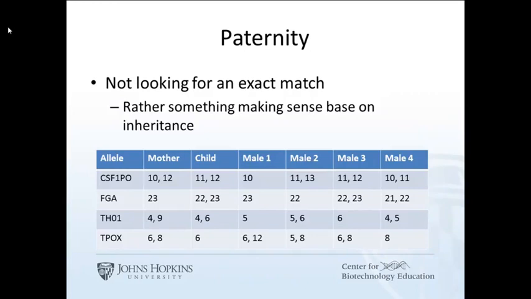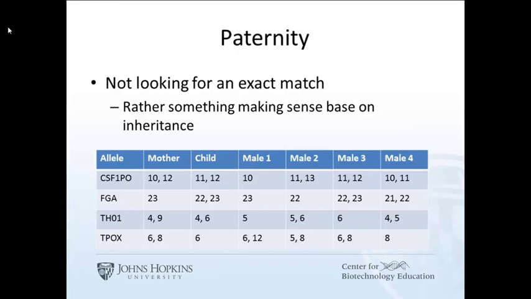So let's do a partial paternity test. We'll do it at 4 CODIS locations. The mother's genotype is in the left column, and the child is in the second column. 4 suspected fathers are listed in the final 4 columns. We'll start with row 1, the CSF1PO location. The mother has a 10 and a 12, and the child has 11 and 12. The 11 in the child could not have come from the mother, so the child must have gotten the 12 allele from mom. The 11 must have come from the father.